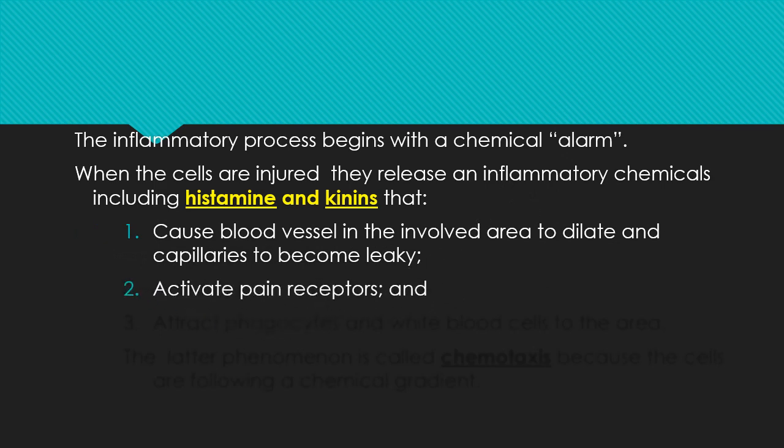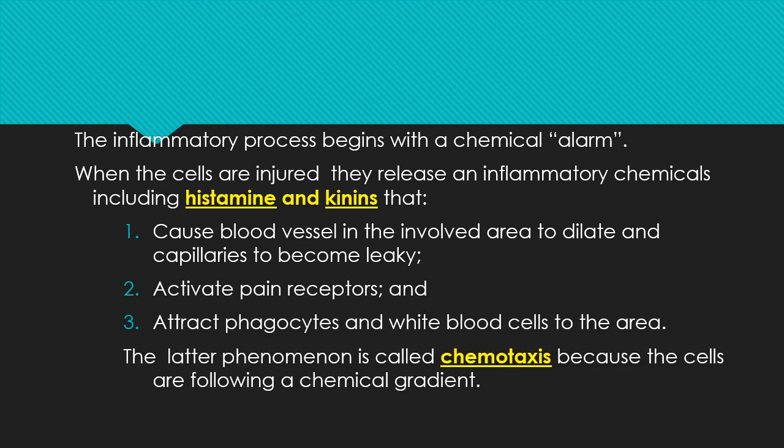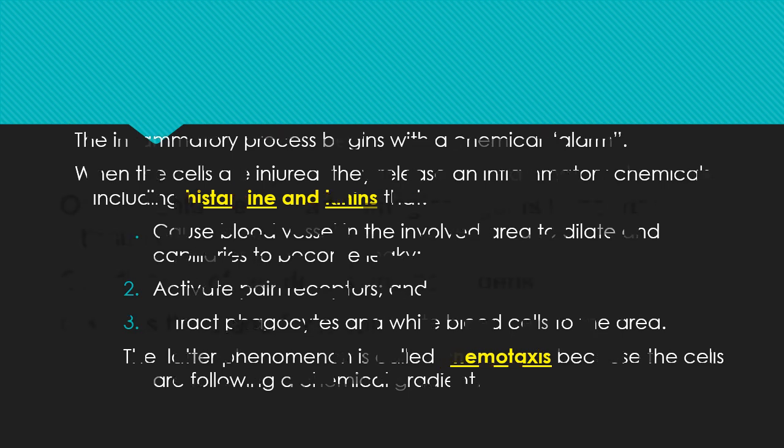The inflammatory process begins with a chemical alarm. When the cells are injured, they release inflammatory chemicals, including histamine and kinins, that cause blood vessels in the involved area to dilate and capillaries to become leaky. Number two, it activates pain receptors and attracts phagocytes and white blood cells to the area. The number three phenomenon is called chemotaxis, because the cells are following a chemical gradient.